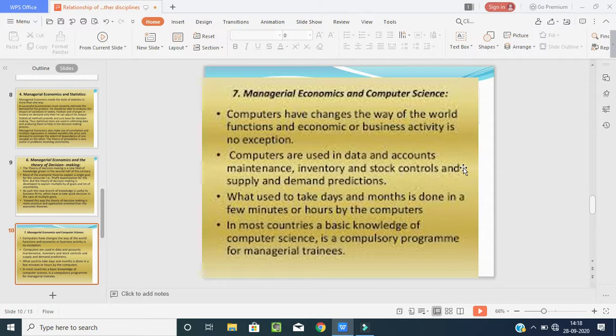Computers are used in data and accounts maintenance, inventory and stock controls, and supply and demand predictions. Depending on this, all the data is recorded in the computer. That is the reason managerial economics also deals with computer science. Now, what used to take days and months is done in a few minutes or hours by computers. In the olden days, when all records were in manual form, it took time, money, effort, and distance for communicating. But nowadays we are saving minutes, hours, weeks, months, or sometimes years, because all that data is kept in the computer. That is why we can take out the data whenever we need it.